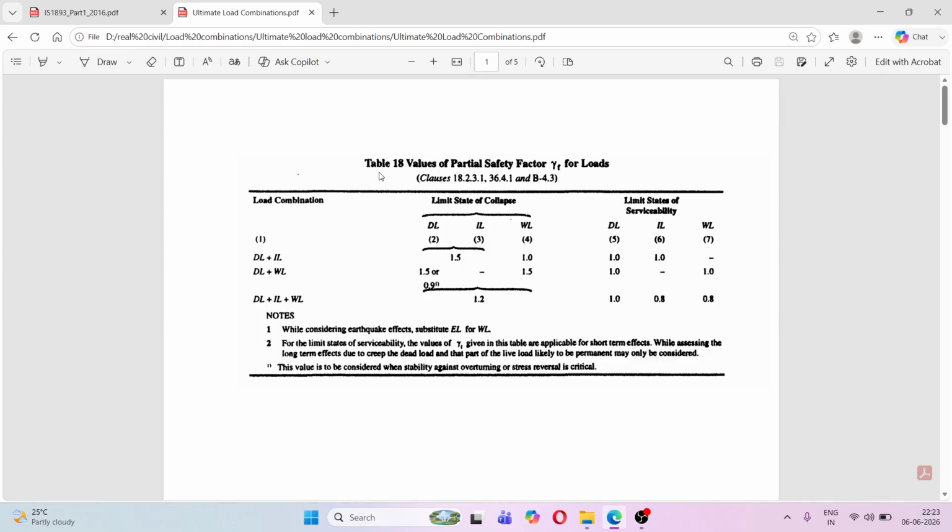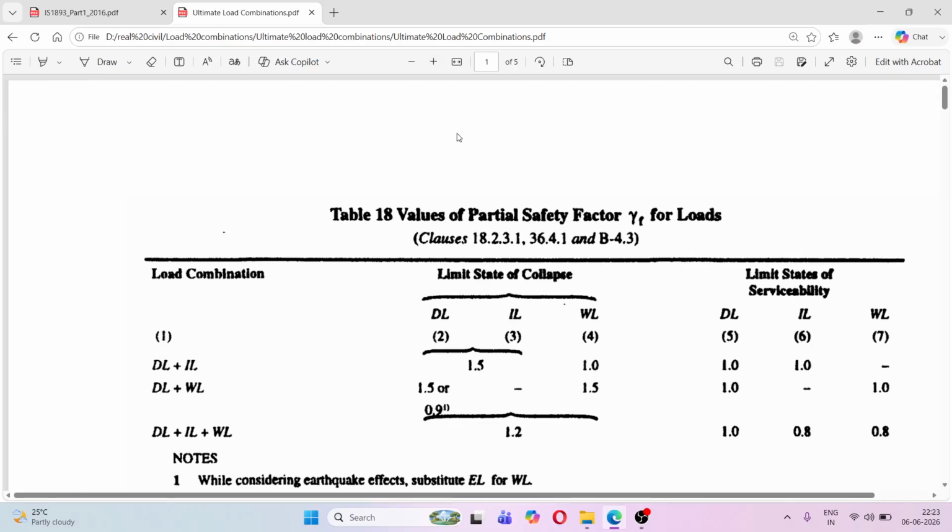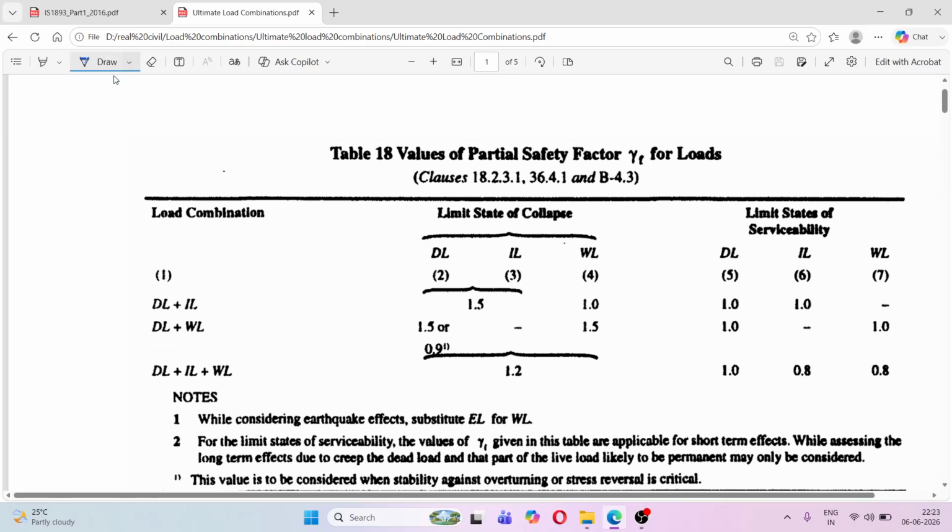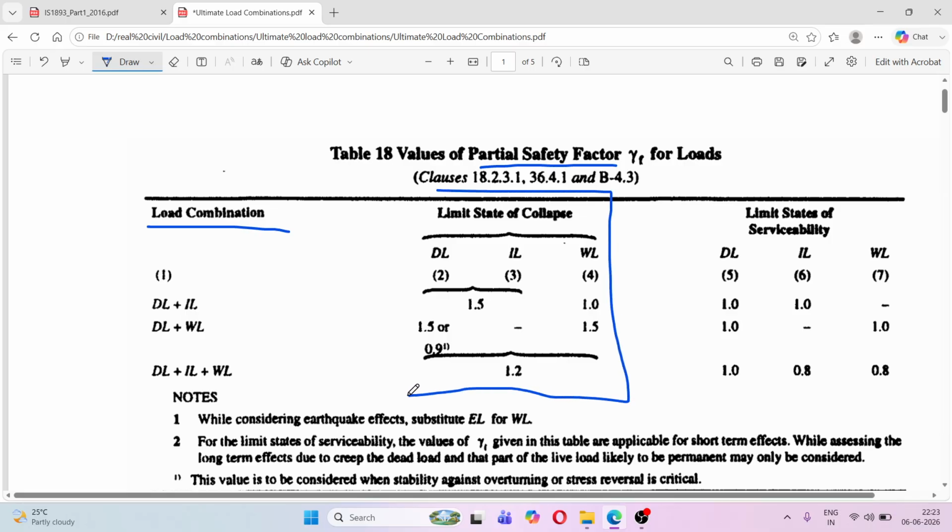So here in IS 456 Table 18, it has provided us the different load combinations and partial safety factor values, and this is the limit state of collapse. So today we are going to see these combinations.